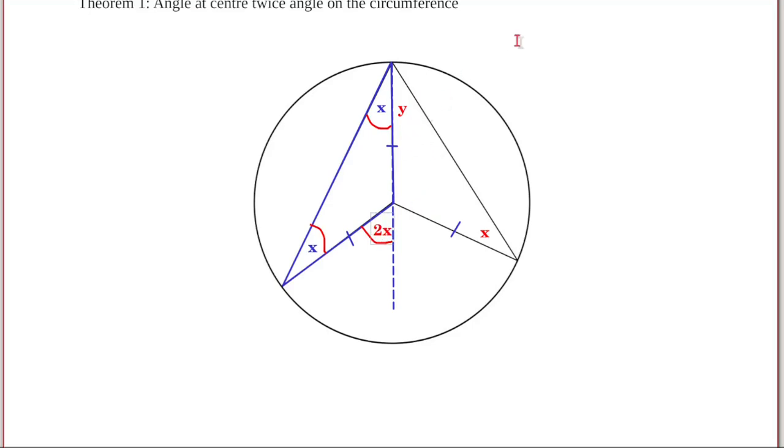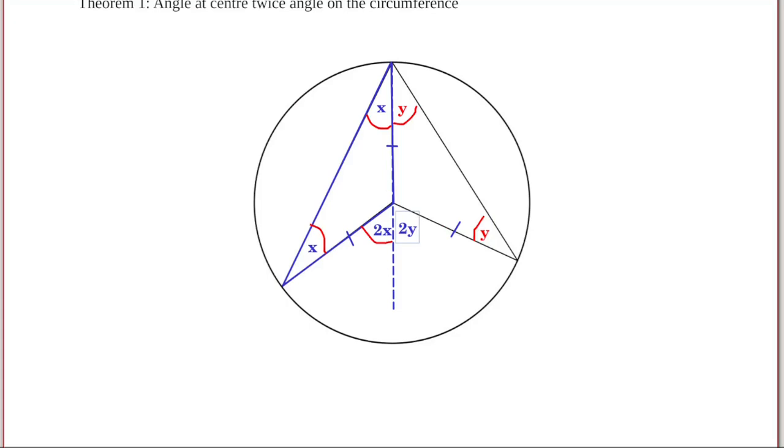Same applies to the y. It's going to be this angle here plus this one. This is supposed to be y, not x. Sorry for that error. That's supposed to be y. So this plus that, it's giving me this one. So even here I'm having 2y.